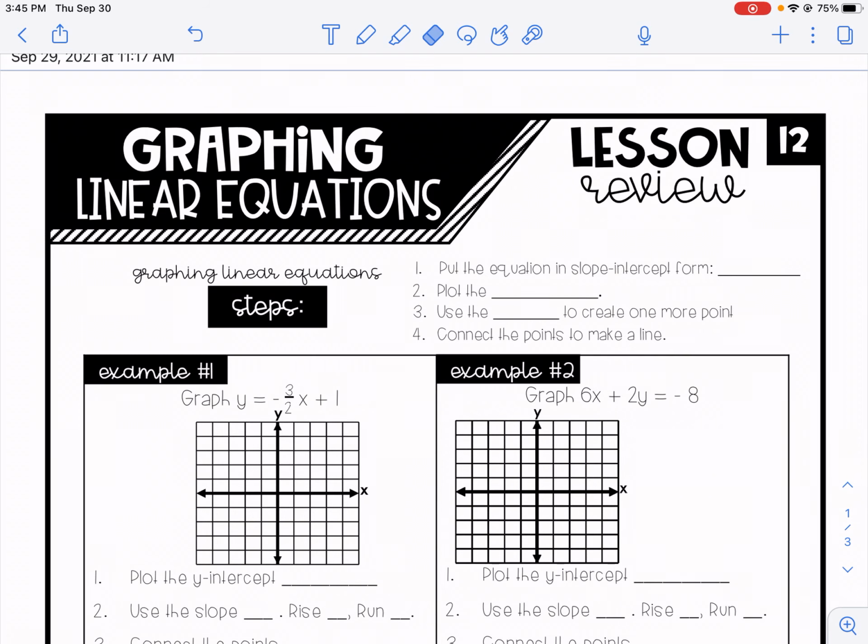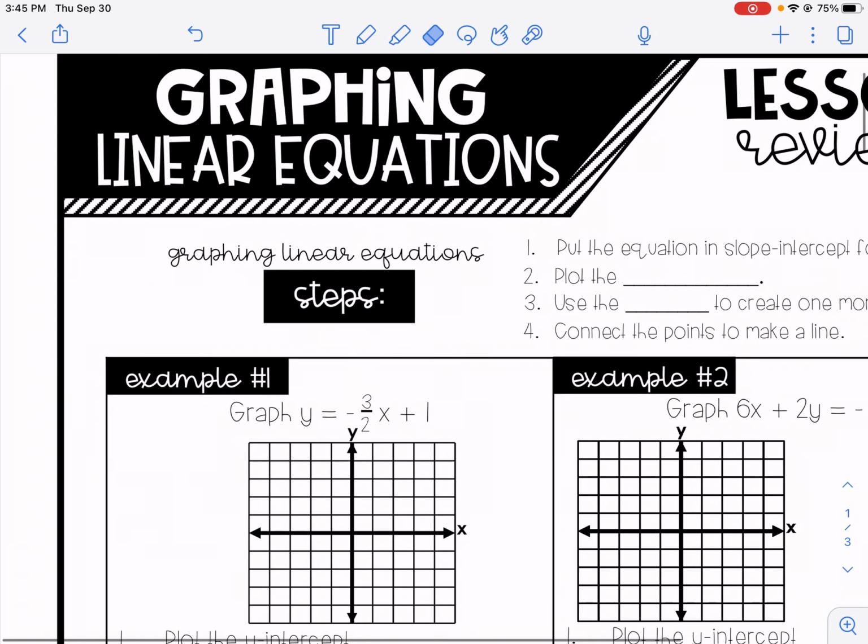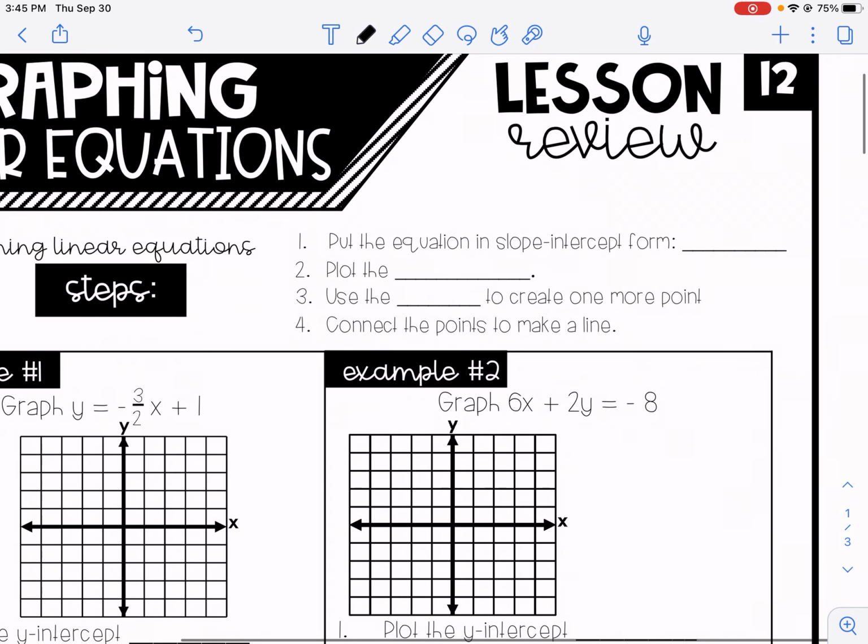Okay, we are going to graph our linear equations. So we're talking about graphing equations like y equals mx plus b. The first step is to make sure that the equation is in slope-intercept form. Sometimes we'll give it to you in slope-intercept form, but sometimes it's going to be in standard form, which is why last week we practiced taking equations out of standard form into slope-intercept form.